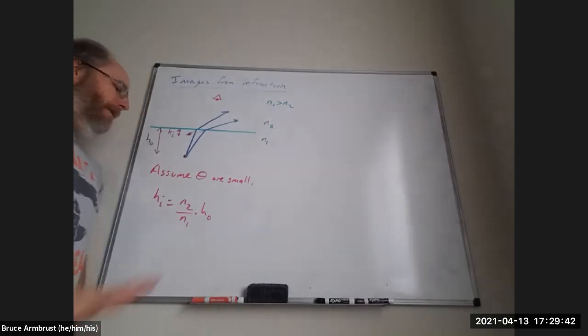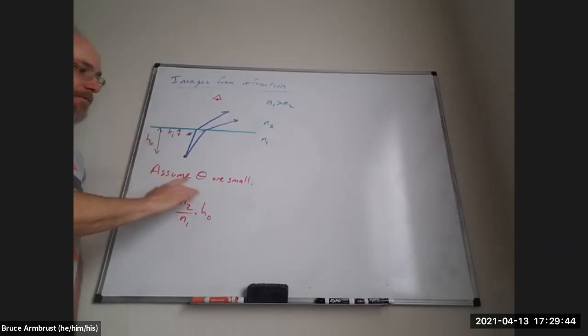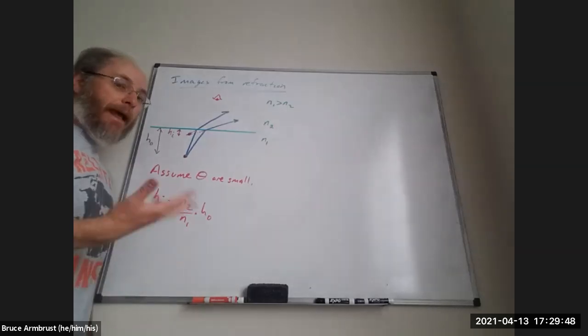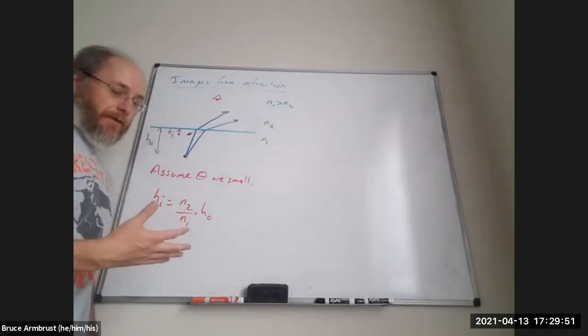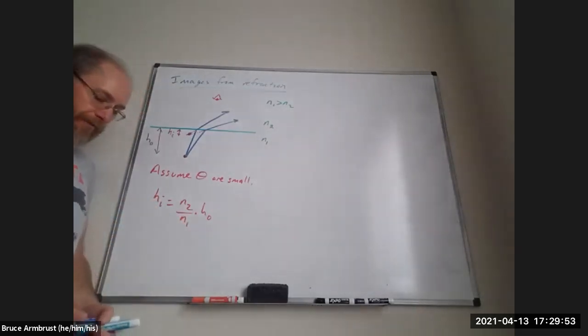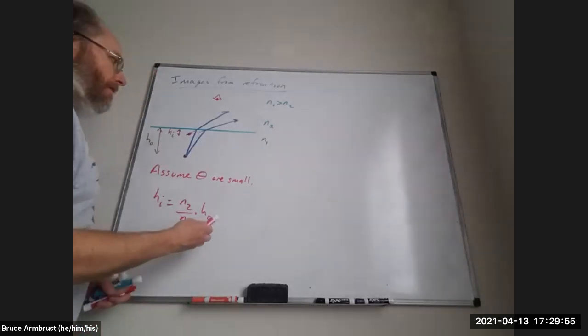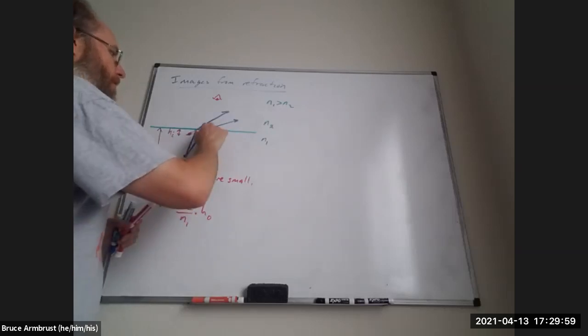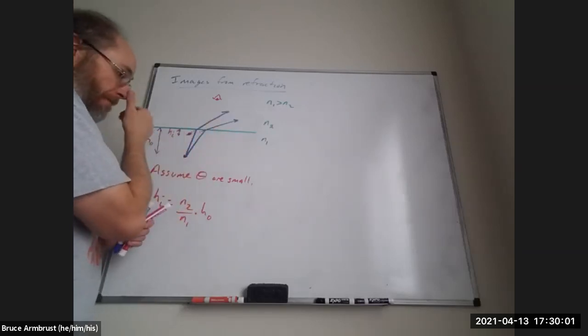All right, well anyway, so if you assume thetas are small, you get this. And let me show you where it comes from. It really does come from Snell's law. If you look at just one of these, let's just look at one of the two rays. We'll look at maybe the first one.